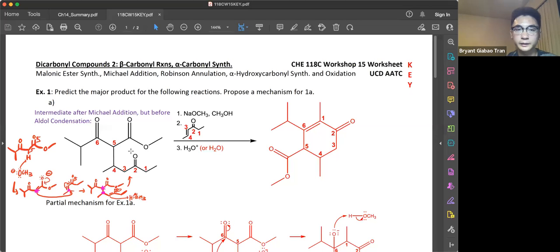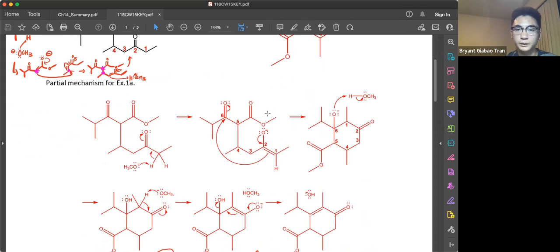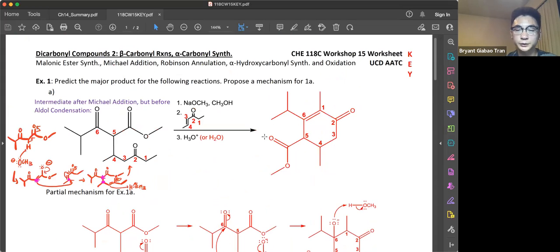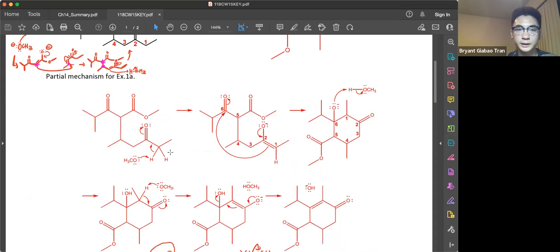And then we are going to use another strong base, NaOCH3, to deprotonate this alpha hydrogen here, which will then attack this electrophilic carbonyl carbon here, forming a 6-membered ring. And then after that, we are going to do the aldol dehydration to get rid of the alcohol. So here's the mechanism of it.